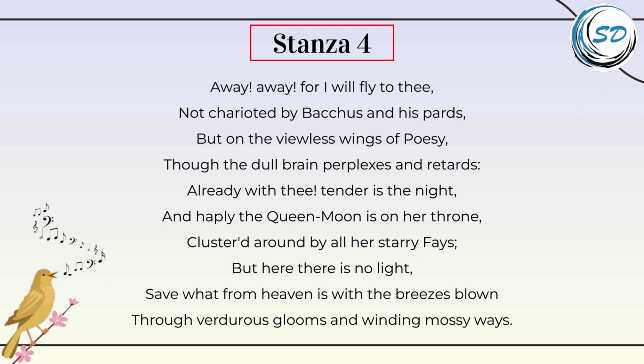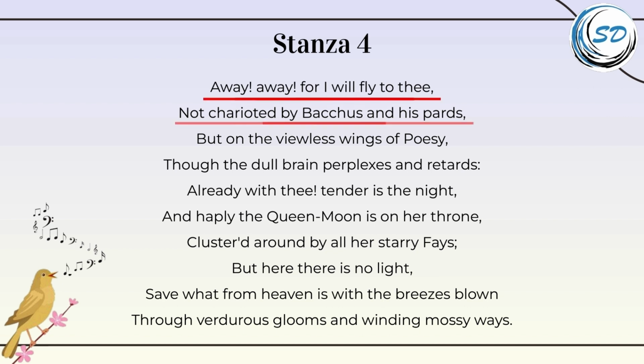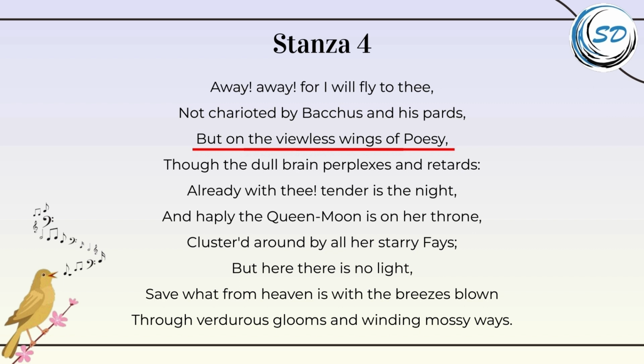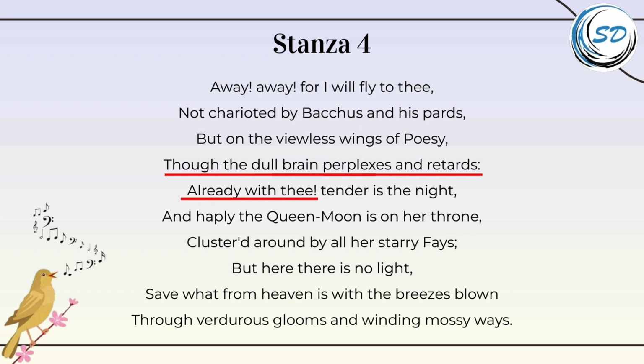In this stanza, the poet expresses his strong desire to leave the world behind and join the nightingale in its world of enchantment and beauty. He declares that he will fly to the nightingale, not through the conventional means of being carried by the god Bacchus and his leopards, referring to a Bacchic procession, but rather on the intangible and invisible wings of poesy, which signifies the power of poetry and artistic inspiration. Keats acknowledges that the journey to join the nightingale might be challenging because the human mind can be dull and obstructive. Yet, he is already with the nightingale in spirit, even before physically reaching its presence.